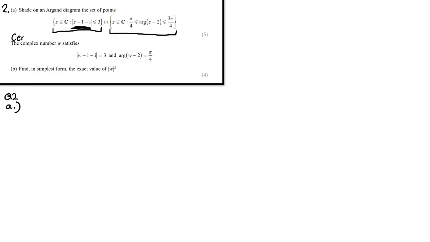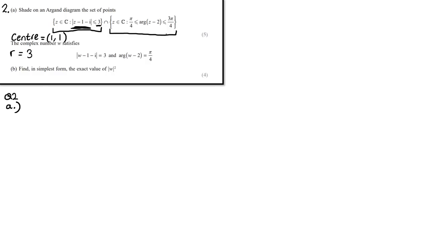So the center here is given from this minus 1 minus I. So because this is minus 1 minus I, that means the center is going to be 1, 1. Okay, so that's the center. And then we also need the radius R. And the radius comes from this part here. So because that's 3, we just simply take the radius as being equal to 3. So that's the equation of a circle.